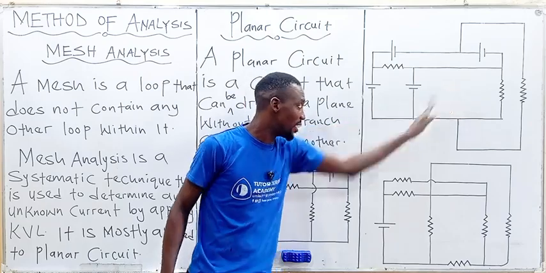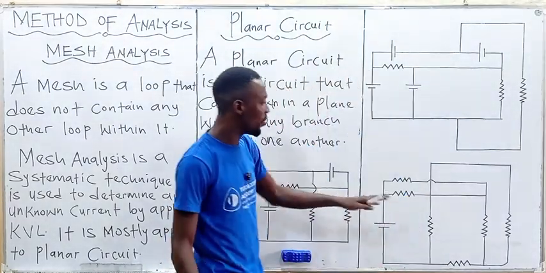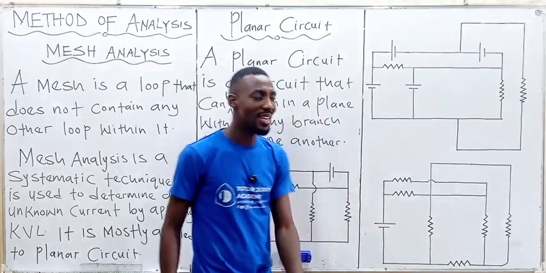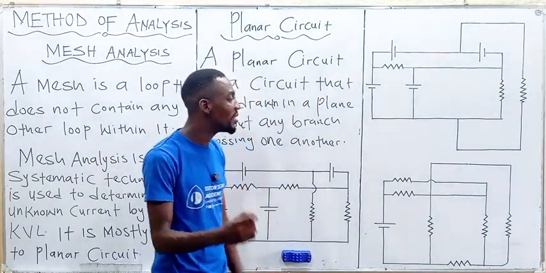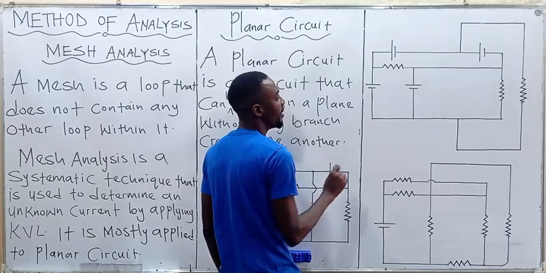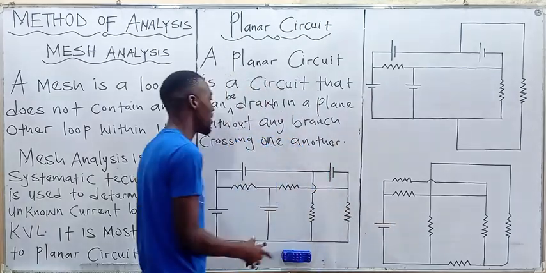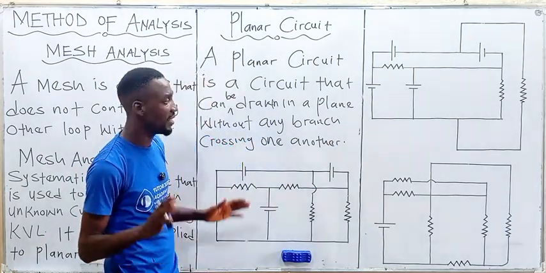I hope you understand this. You can see what is here now. You can see that there's no branch that is crossing over one another. Now, if you look at this one, there is no way you can redraw this circuit so that the branches will not cross over one another. Exactly. So this one here is a perfect example of a non-planar circuit. I hope you understand this.